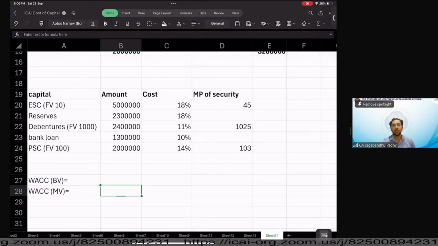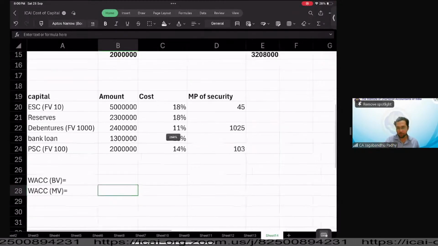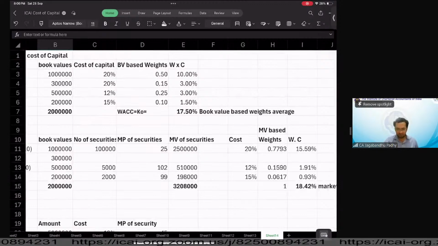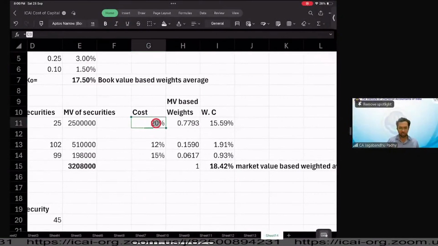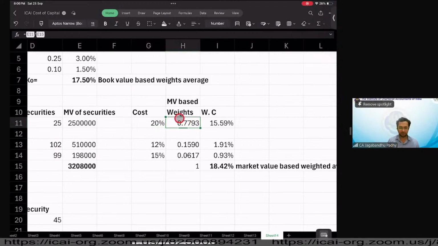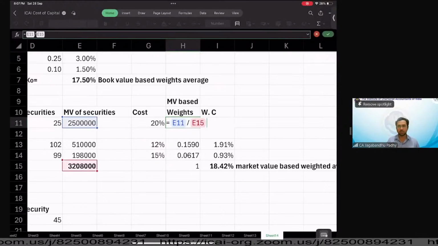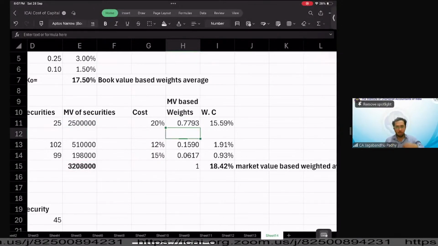Yes, Sai Kiran. Sir, previously, after market value based weights, you have given a WACC and you have calculated the rate of interest. How did that work come? Can you please explain, sir? 15.59, 1.91, 0.93. How did that come? It's simply cost multiplied by weights, 20 into 0.7793. This 0.7793 is out of the total 32.8 lakhs, 25 lakhs value. Yes, 25 lakh out of 32 lakh 8,000.